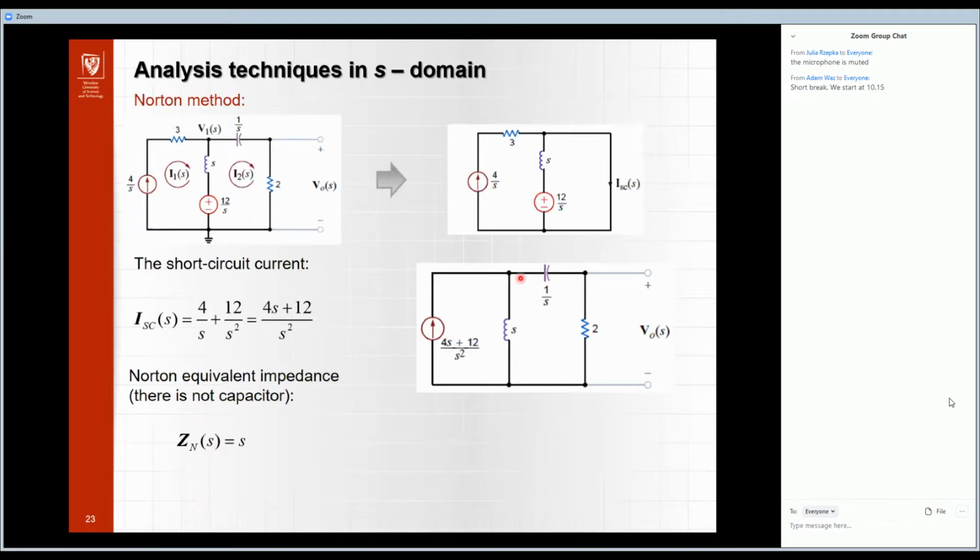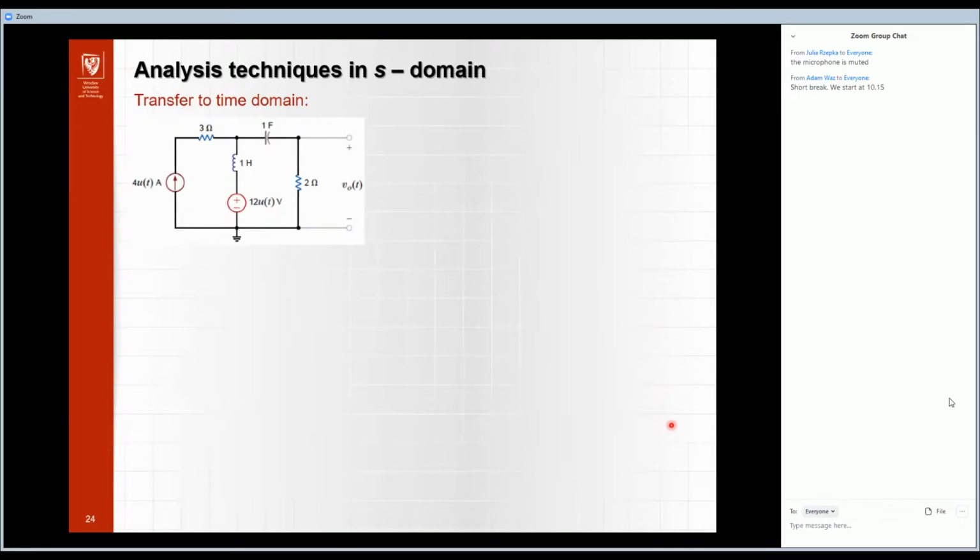And here I have the rest of the original circuit. As a result, we can use the current divider here, and we calculate the current here. When we multiply this current by this value, we obtain the output voltage. And it is also the same value. Now, at the end, we should transfer these results to the time domain. So you know about this value. We obtain 6 times this value. So finally, we should transform it to the time domain.